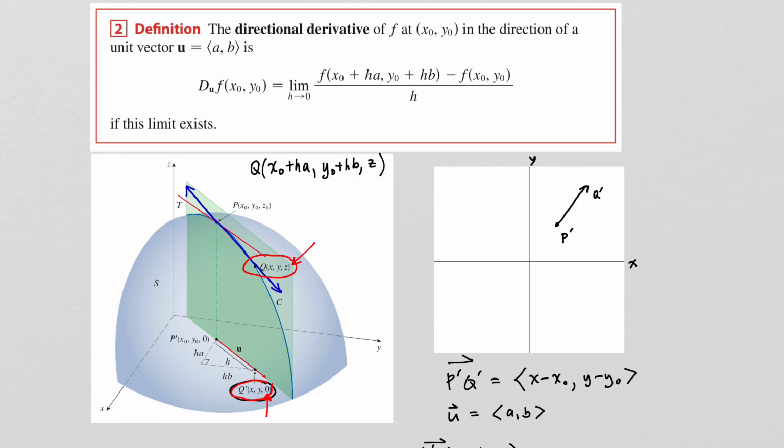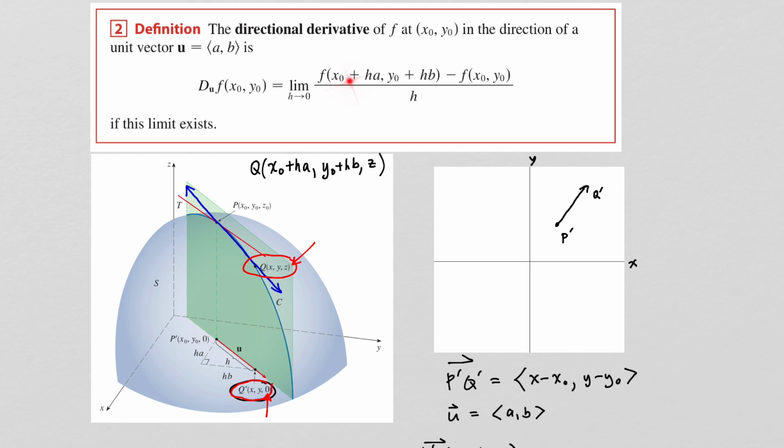So here are those coordinates for the point Q. Now to find the slope between P and Q, what I need to do is take the difference of the z values and divide them by h. Well, the z values are going to be the function value of x naught plus h times a, and then the function value of y naught plus h times b.